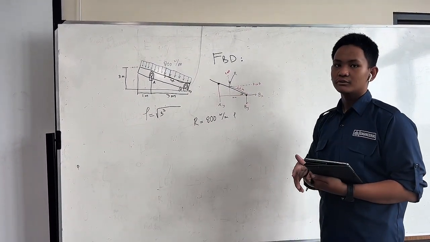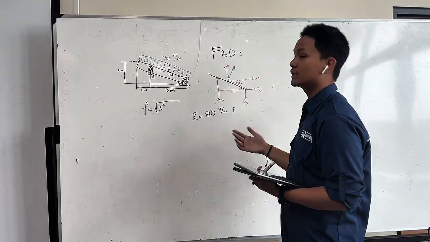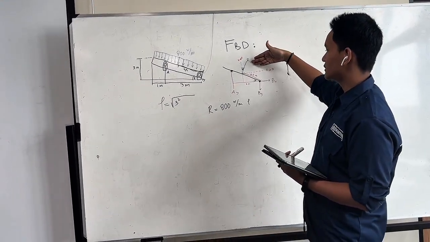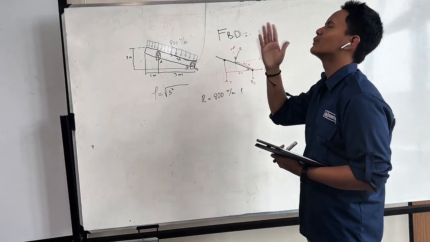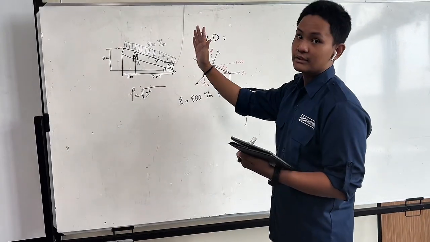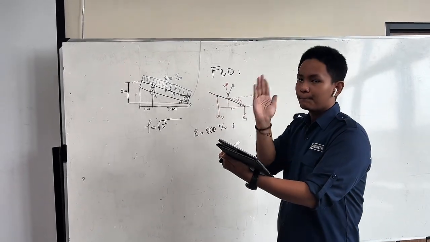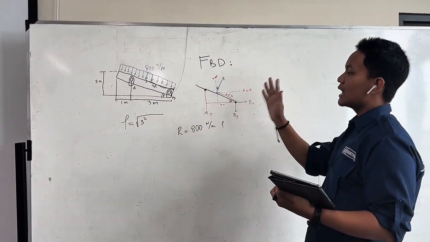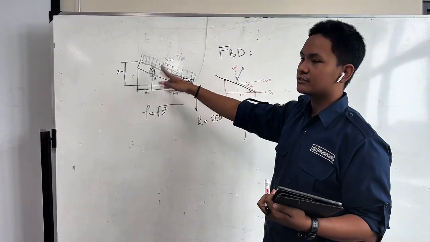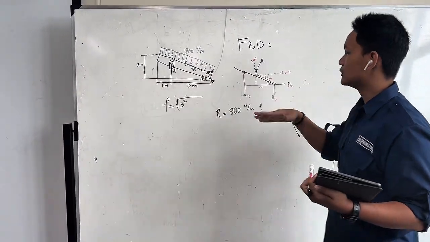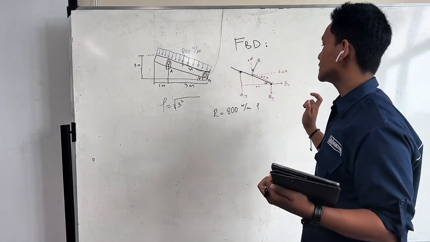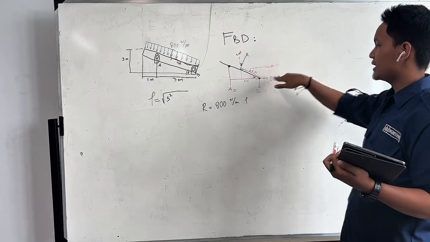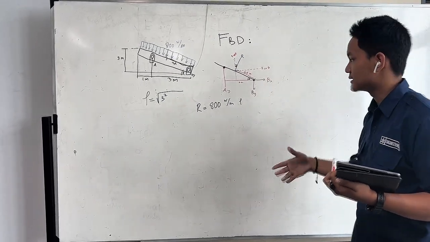So we're going to analyze the FBD first. As you can see here, we have the beam and the resultant of the 800 newtons per meter, which will occur at the geometric center of the beam, the middle part of the beam. Other than this resultant, we also have the reaction of support A, which we denote as Ay, and the reactions from the B support, which are Bx on the x-axis and By on the y-axis.